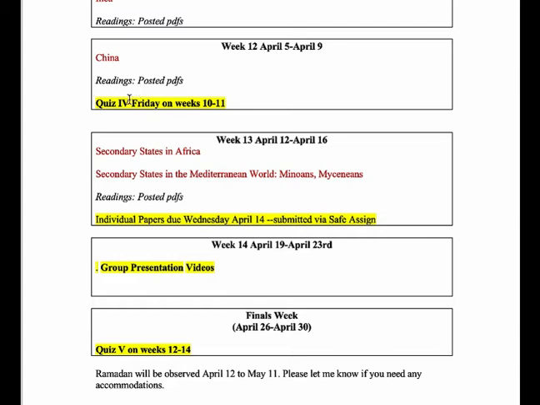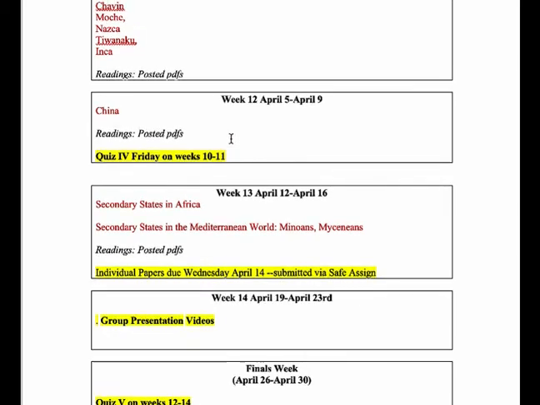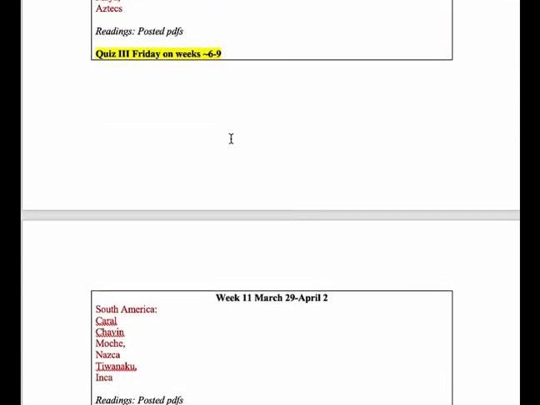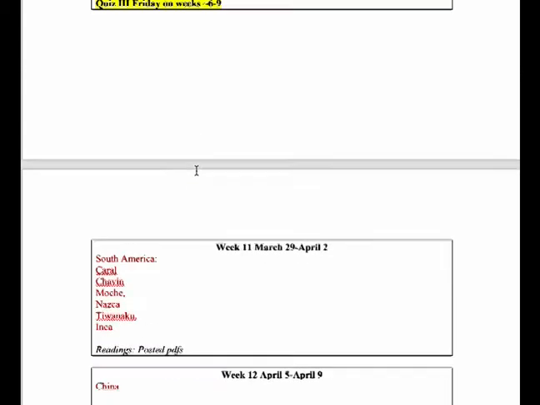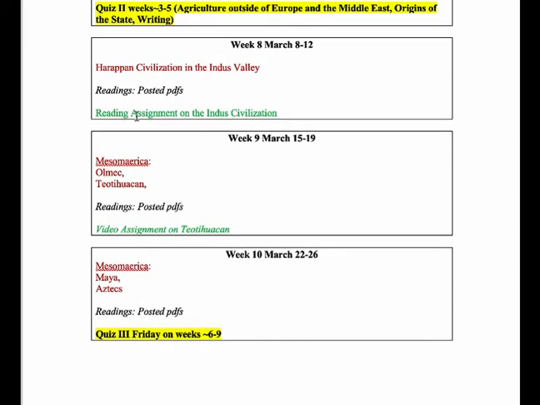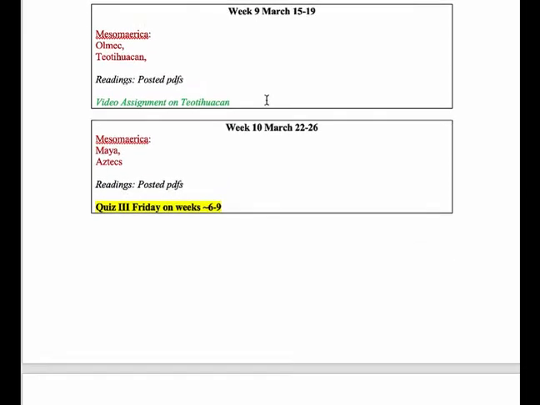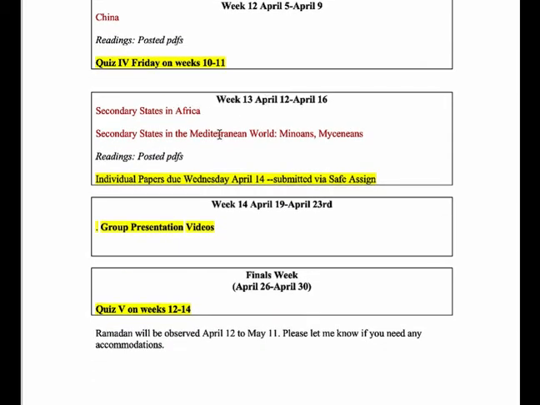Now, what you'll notice is that I have the quizzes. They'll usually be due at the end of the week as well. I have when the quizzes will be given, so they will be posted on Blackboard. You'll be able to again use your notes to take them, but you can see according to the schedule when the quizzes will be, and you also can see which weeks the different reading assignments will be assigned. Okay, so then we're going to talk about secondary states.